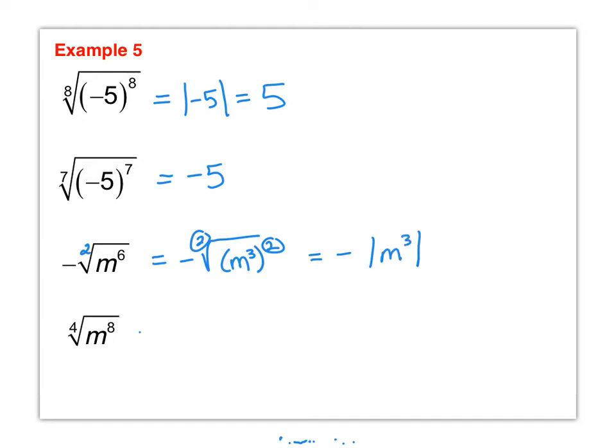The fourth root of m to the 8th, this can be written as, because this is an even index, we're going to have an absolute value here. The fourth root of m to the second, then raised to the fourth power. So that index of 4 and that power of 4 are inverses that can be simplified to m squared, or the absolute value of m squared. But since m squared is always going to be a positive number, we can simplify this as m squared without the absolute value.